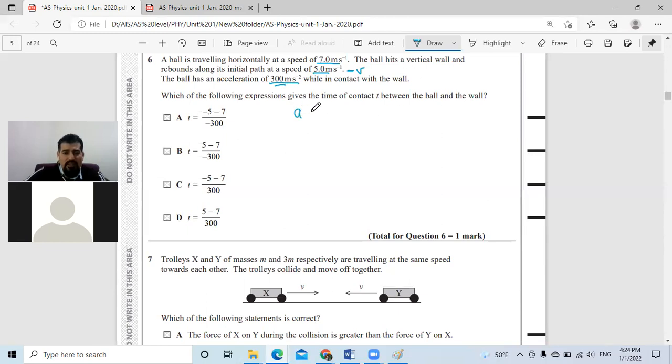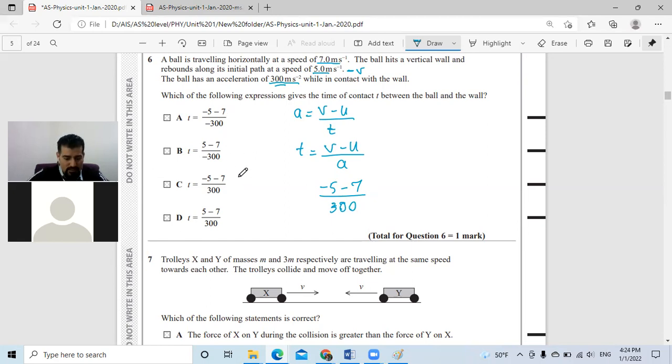We know that acceleration equals v minus u divided by t. So t equals v minus u divided by a. So it will be -5 minus 7, divided by negative 300, without the negative. So the answer is what?